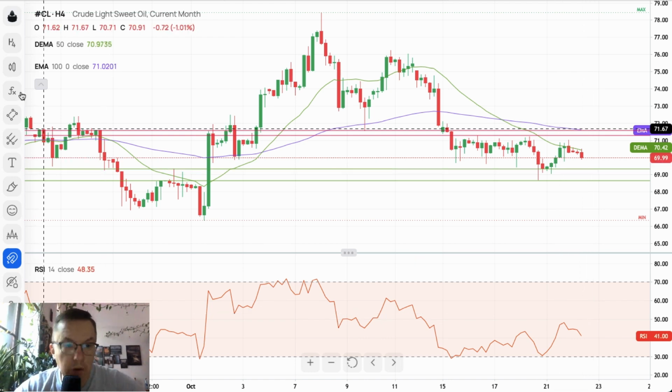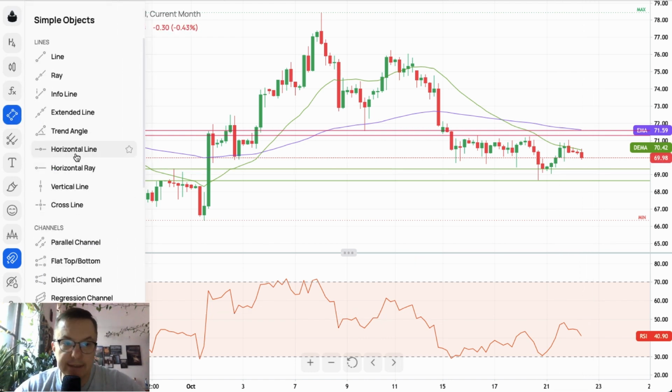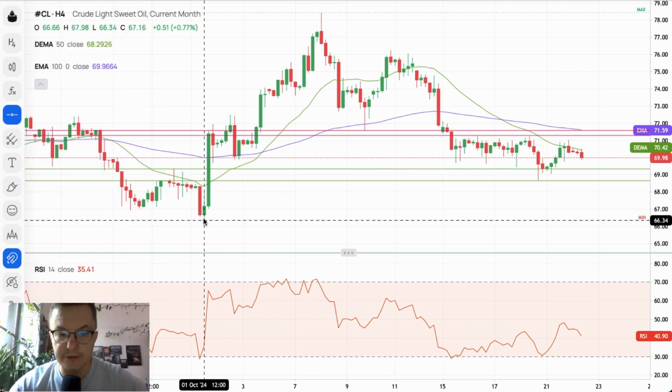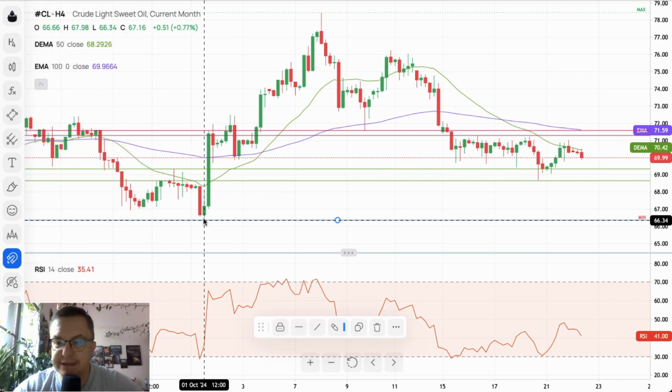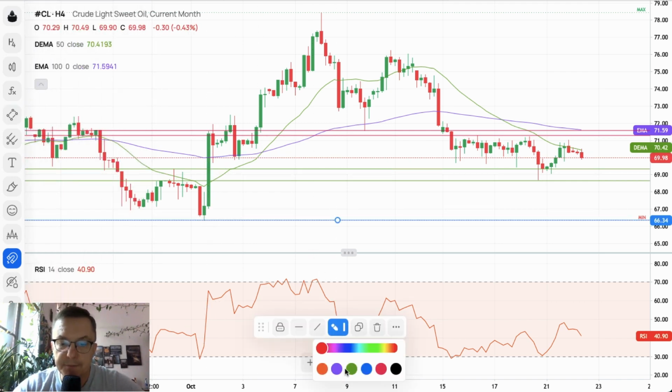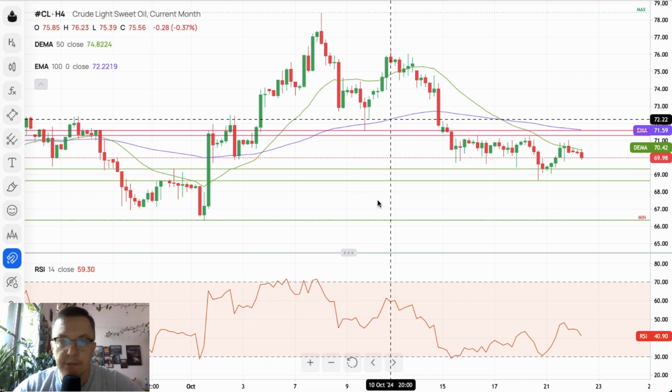Okay, now we are most likely going lower, because the bearish pressure is quite strong, and the next target for bears is 66.34, which means the price for the oil will be really low.